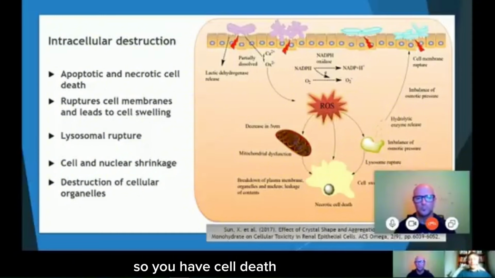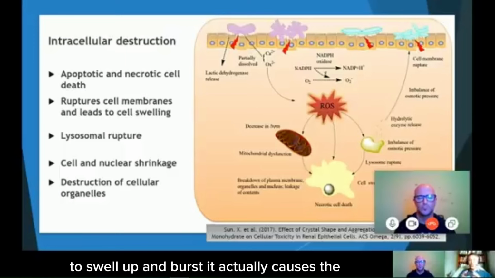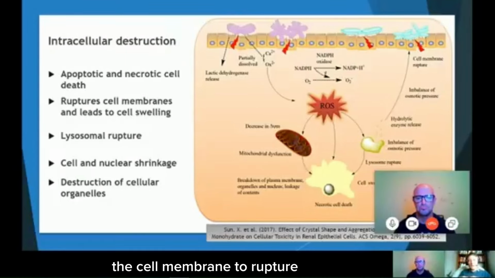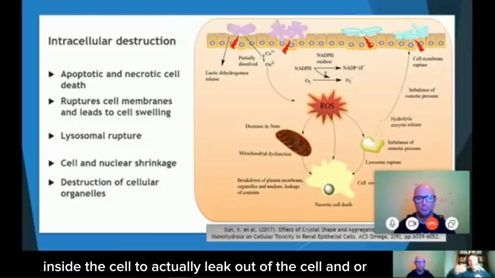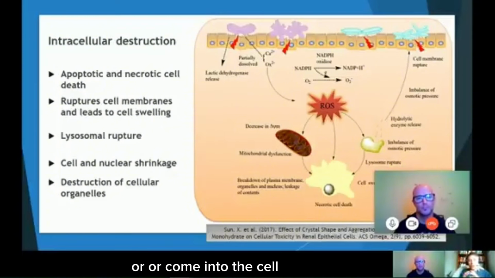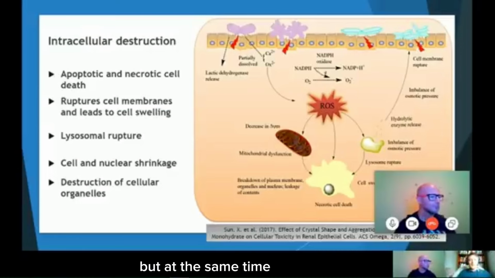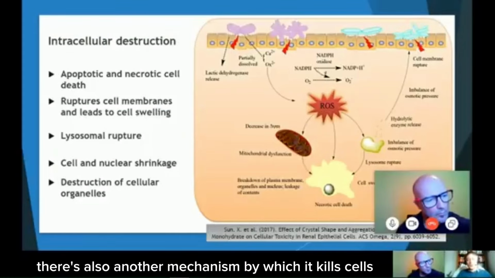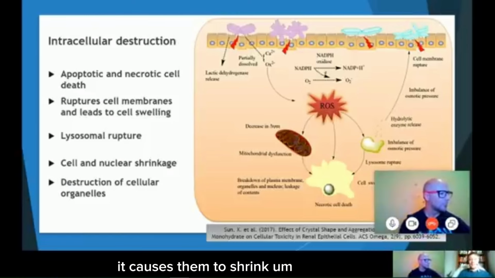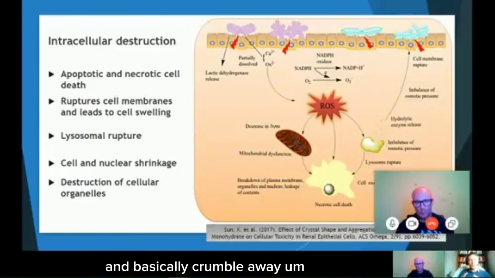So you have cell death. Oxalate can independently cause cells to swell up and burst. It actually causes the cell membrane to rupture and the fluid inside the cell to leak out, or come into the cell and cause the cell to swell up and, as I said, burst apart. But at the same time, there's also another mechanism by which it kills cells. It causes them to shrink and basically crumble away.